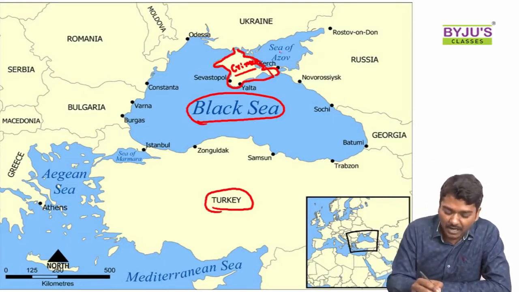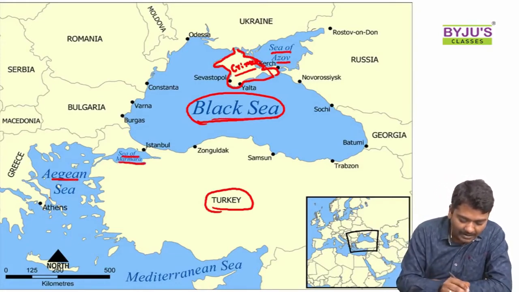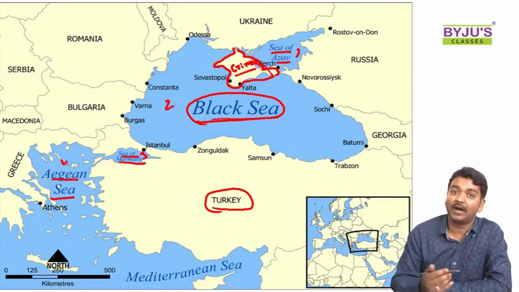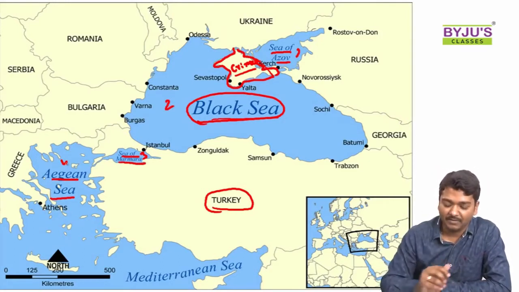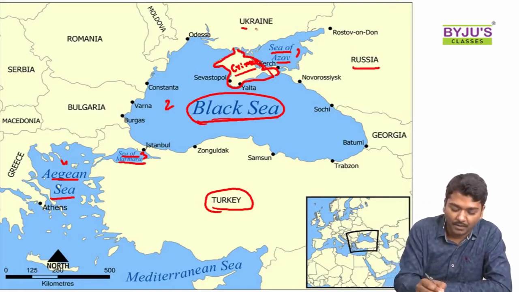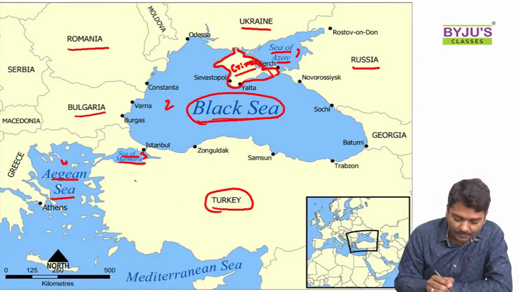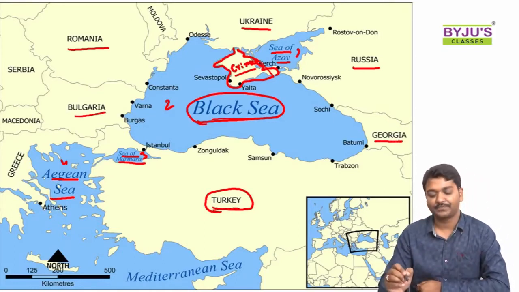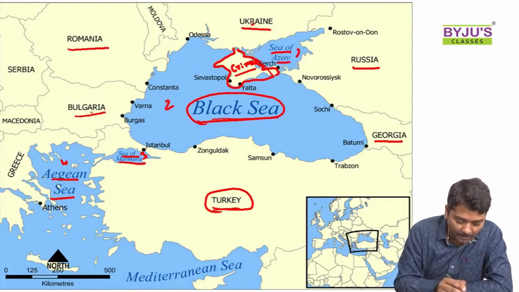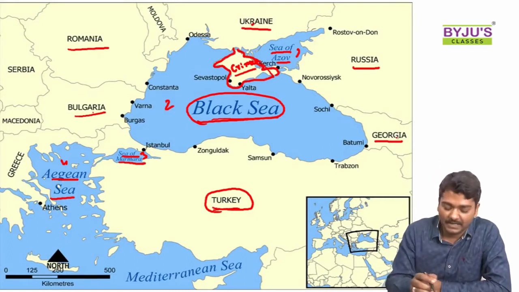What I actually expect is, you have Sea of Azov, you have Black Sea, you have Sea of Marmara and Aegean Sea. They may give you 1, 2, 3 and 4 and ask you to arrange the seas. This is one. The second thing can be, tell me the countries which are surrounding the Black Sea. Russia, Ukraine, and then you see Romania, Bulgaria, Turkey and Georgia. So you have Russia, Ukraine, Romania, Bulgaria, Turkey and Georgia. So these places are important.